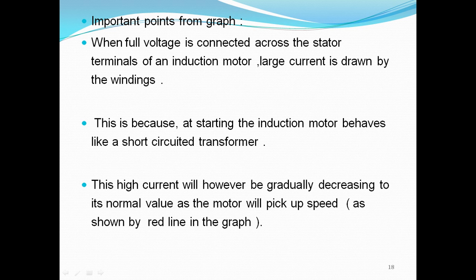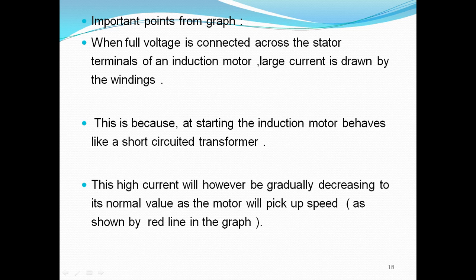In case of overload on the motor, the contacts of the overload relay will open and stop the motor. That's why DOL starters are used for three-phase induction motors above 4 or 5 kilowatts. So that is the purpose of the DOL starter.